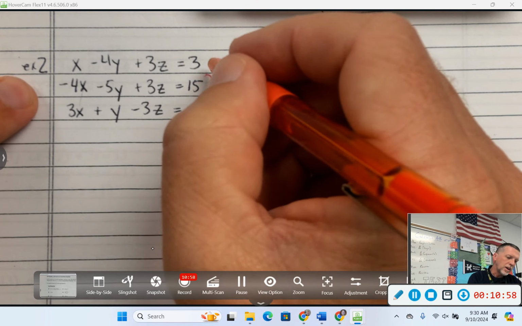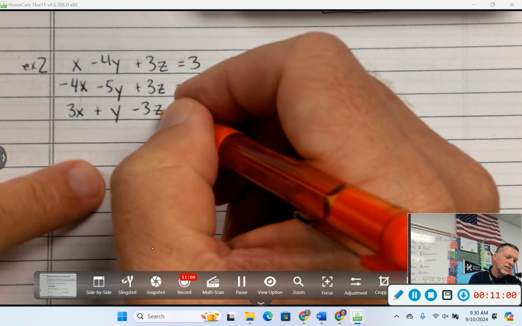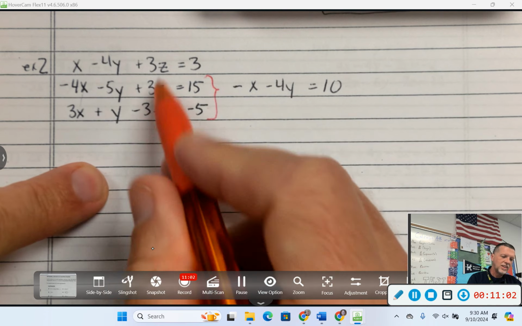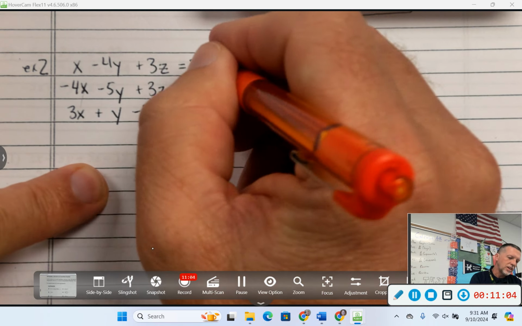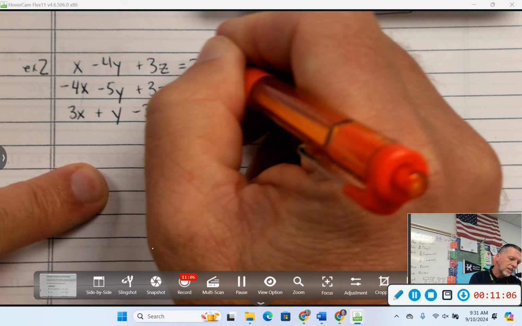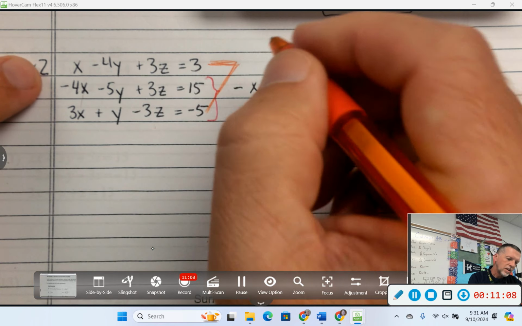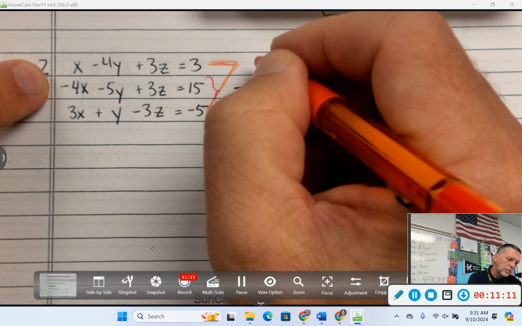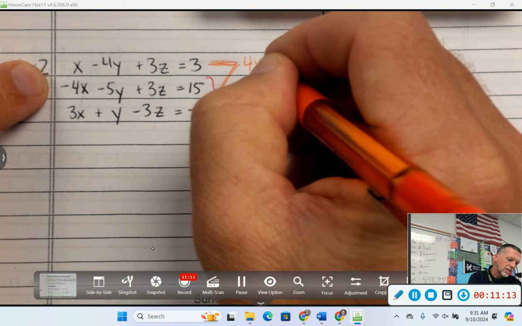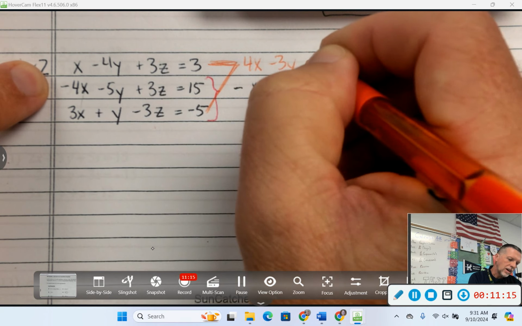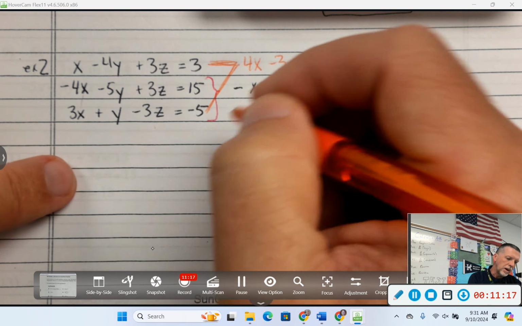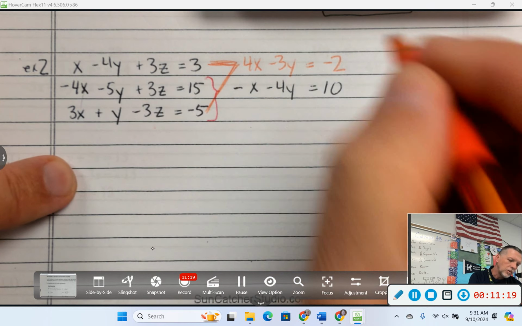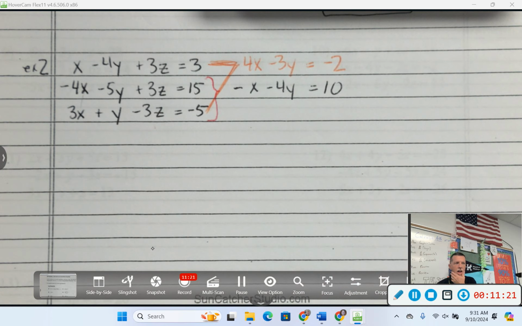But why did you pick 3? Yeah, the z's are already set up to go away. So let's combine those two. So that would be 4x minus 3y. The z's go away. That's why we picked those two. Equals negative 2. Okay, the hardest part is over. We got rid of one of the variables. We've now got a 2 by 2.